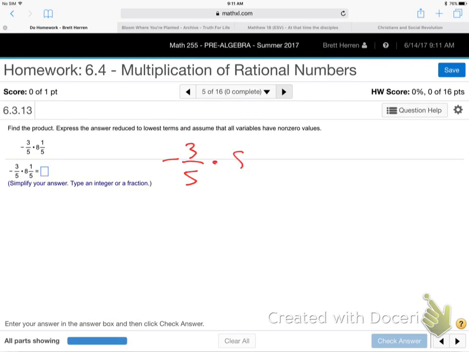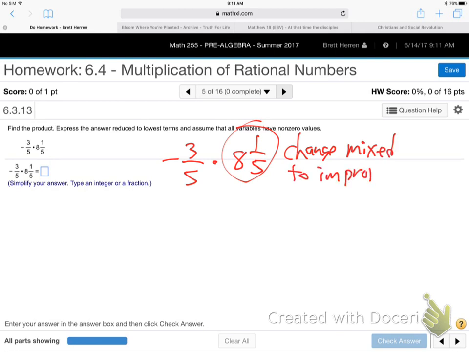Minus 3/5 times 8 1/5. All right, so that 8 1/5 is a mixed number. Before we do anything else, let's change mixed to an improper fraction. How do you do that? How do you change a mixed number to an improper fraction?